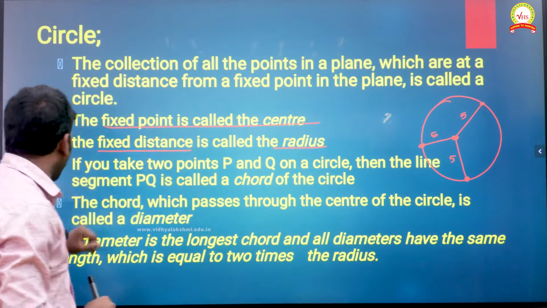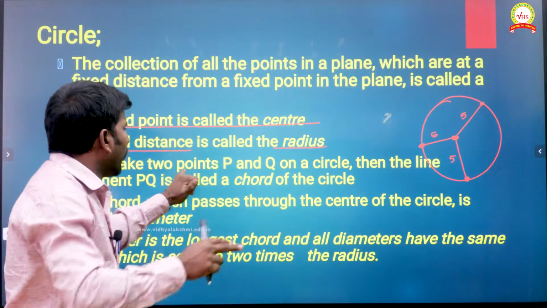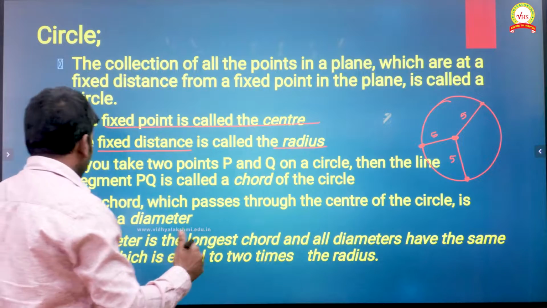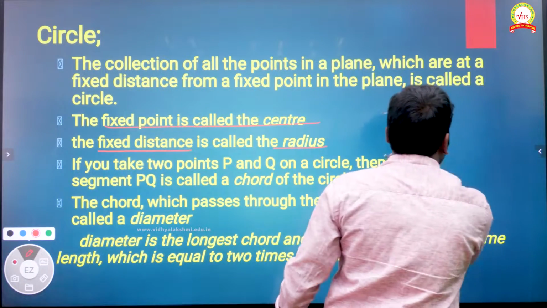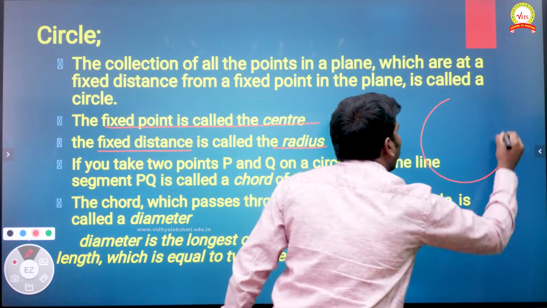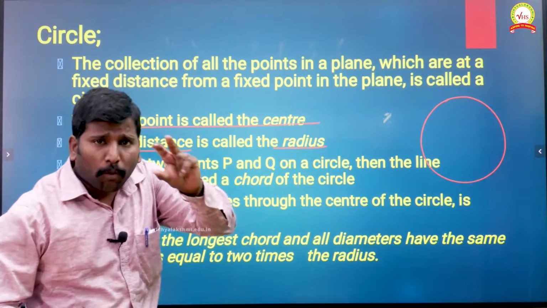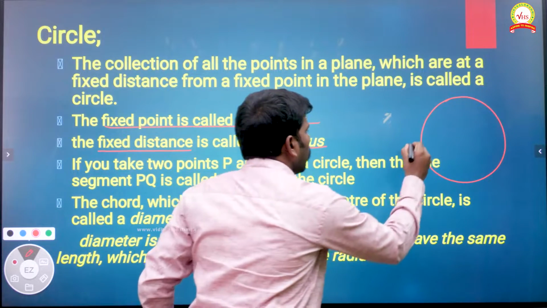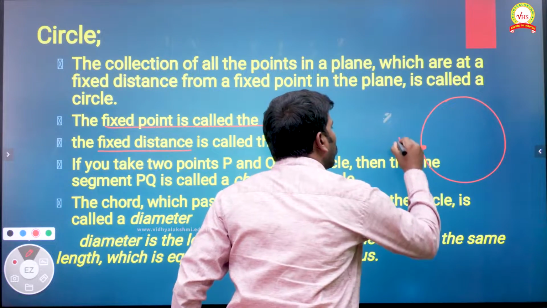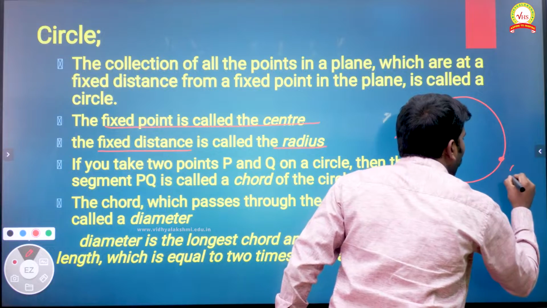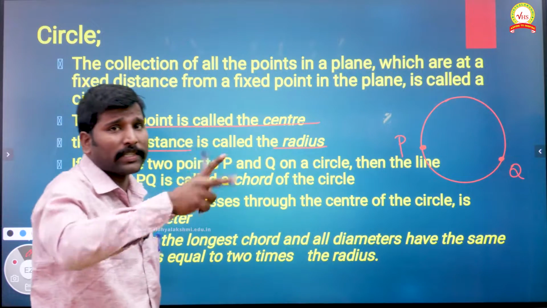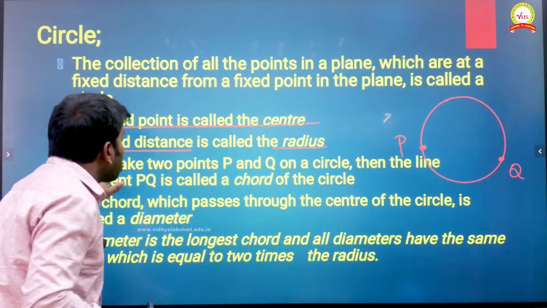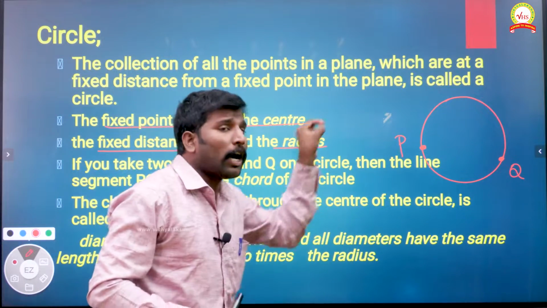Okay, next we are going. If you take two points P and Q on a circle, I will show you in another diagram. Suppose I am taking another circle. Now I am going to take two points, one is P, another one is Q on the circle. This is the P point I am taking, and this is the Q point. That is my wish. Then the line segment PQ is called a chord of the circle.